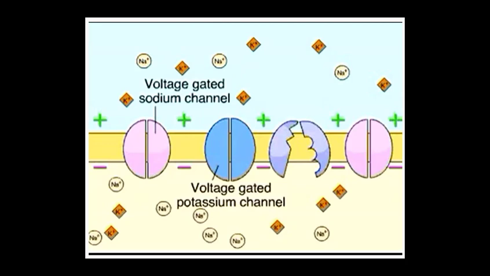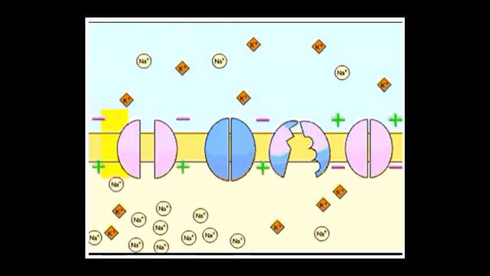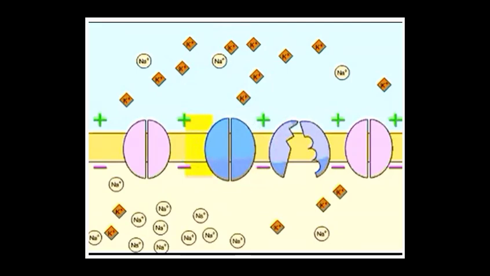Voltage-gated channels in the membrane open and close depending on voltage changes across the membrane. When no nerve signals are being transmitted, these channels are closed. A stimulus causes voltage-gated sodium channels to open, and sodium ions rush into the cell. The cell becomes positive on the inside and negative on the outside. Very quickly, the sodium channels close while voltage-gated potassium channels open, allowing potassium ions to rapidly diffuse out. The cell returns to being positive on the outside and negative on the inside, and the potassium channels close.